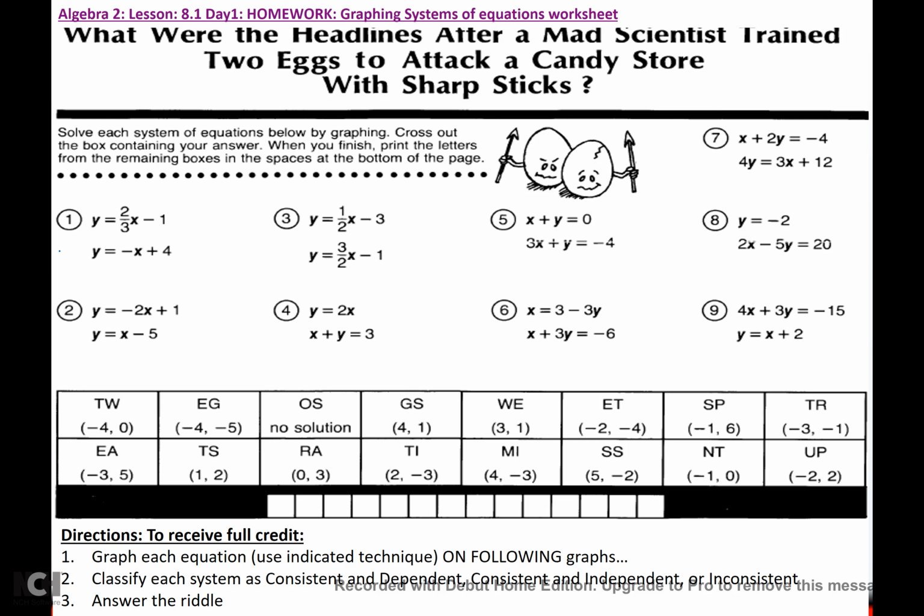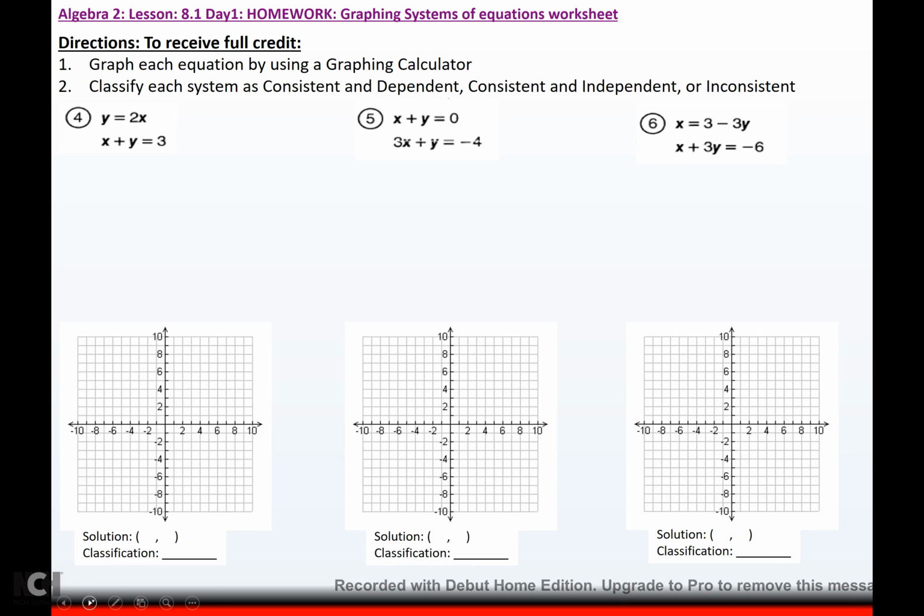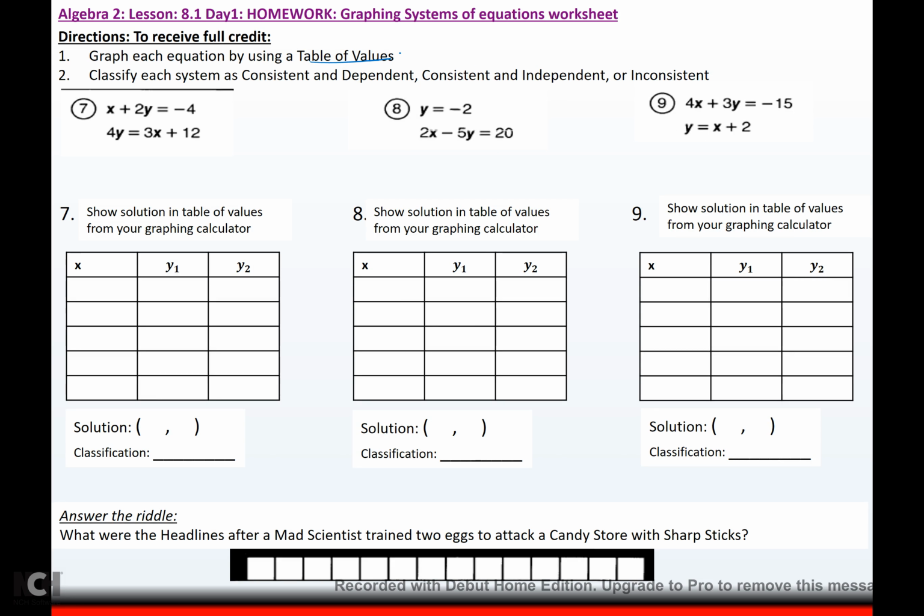The next couple slides, I broke it up for you, so you'd have room to work. Okay, so you're doing 1, 2, and 3 here, and I want the solution and the classification. Okay, so I'll do 1 with you so you can see how the puzzle works. But anyway, the first 3 you're going to do by graphing. The next 3, I want you to use a graphing calculator. And then the last 3, I want you to use a table of values. Okay, so you get a little bit of practice of those 3 techniques we learned.